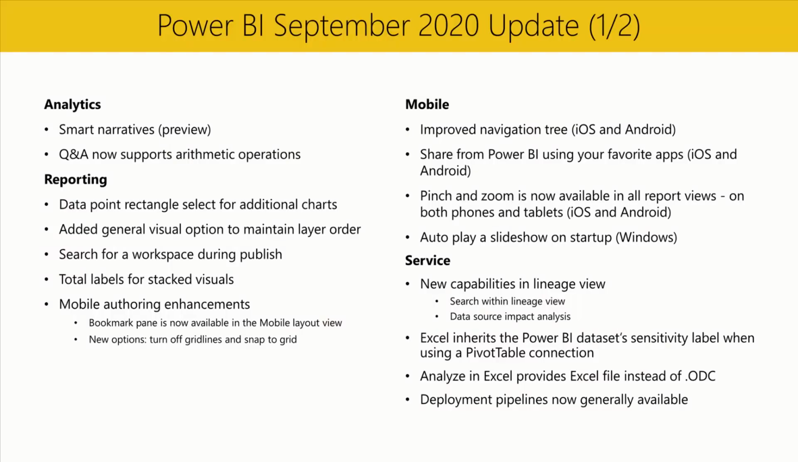Next, we're happy to announce that Excel now inherits the Power BI dataset sensitivity label when using a PivotTable connection. We know that Excel is very popular with Power BI users, especially for analyzing Power BI data using a PivotTable. We now extend sensitivity label inheritance from Power BI to Excel files to include PivotTable connections, so that a sensitivity label on a Power BI dataset will automatically be applied on the Excel file when you create a pivot table in Excel. If the label on the dataset later changes to a more restrictive one, the label applied on the Excel file will automatically update upon data refresh in Excel.